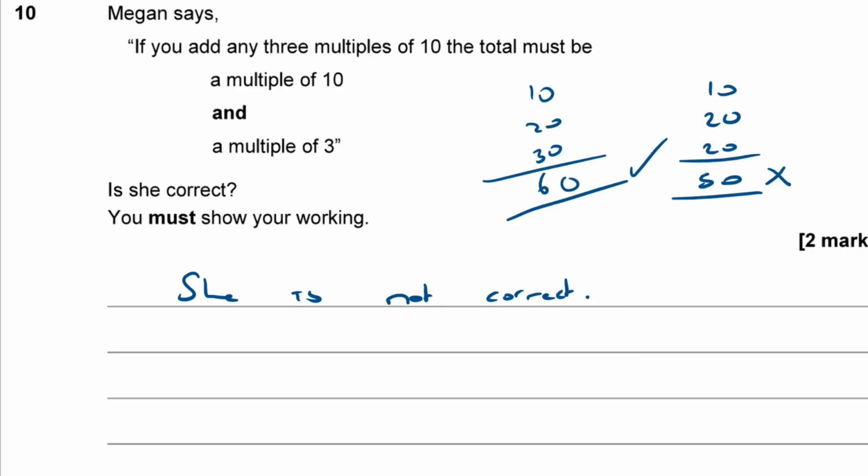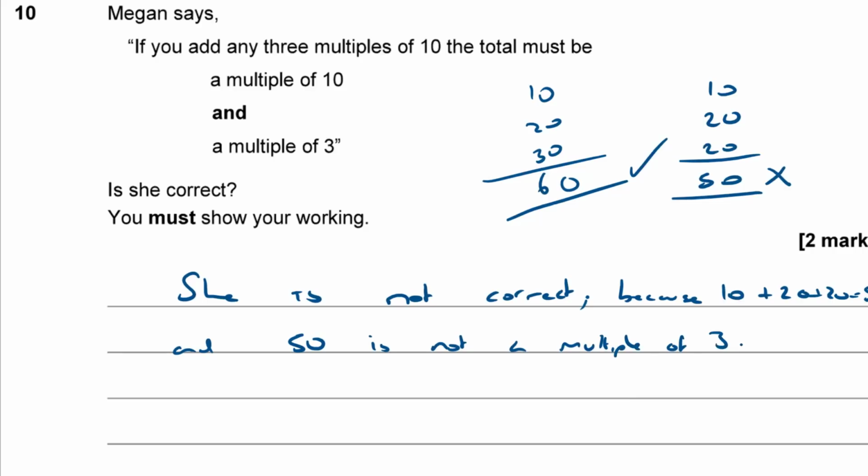And the example we give, because 10 plus 20 plus 20 equals 50, and 50 is not a multiple of 3.